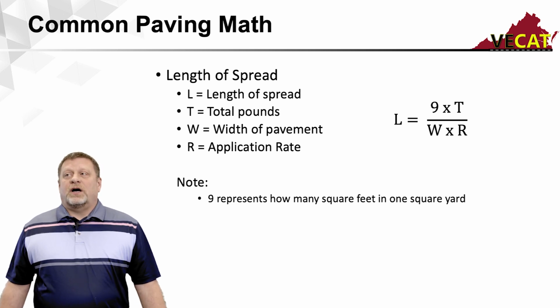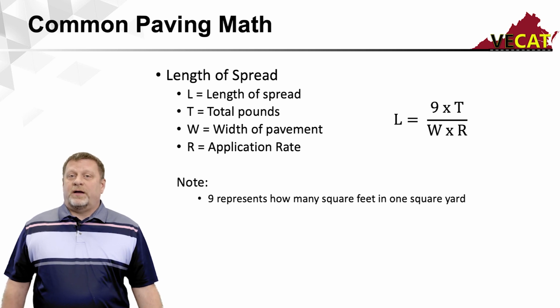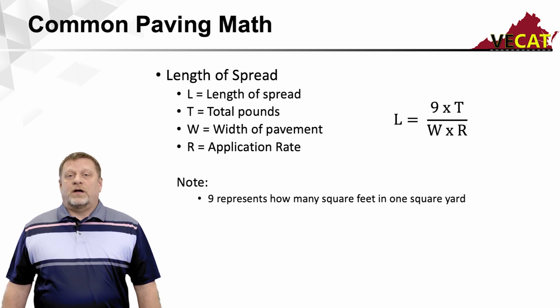In this case, length of spread will equal 9 times T, T being total pounds. I want to point out that anytime we're doing a mathematical calculation, we're going to be dealing with pounds, but we are usually always going to want to convert the pounds to tons because we're dealing with an asphalt mixture that is talked about in tons, not in pounds.